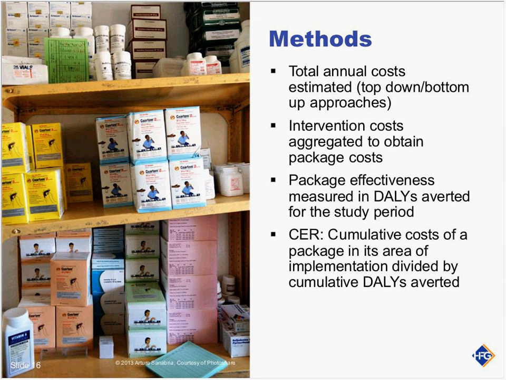So we calculated the total annual cost of interventions using soft top-down and bottom-up approaches. Those intervention costs were aggregated to get the cost of a package. For effectiveness, we used DALYs averted because it gave us a common measure for our preventive and treatment interventions. The cost-effectiveness ratio is just the ratio of the cumulative cost of packages in areas where they are implemented over the cumulative effectiveness in terms of DALYs averted.